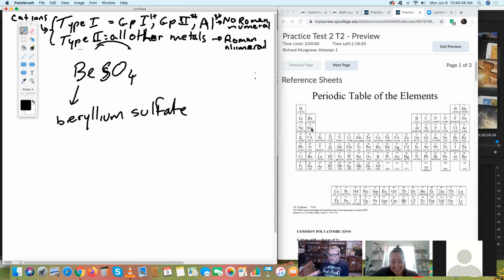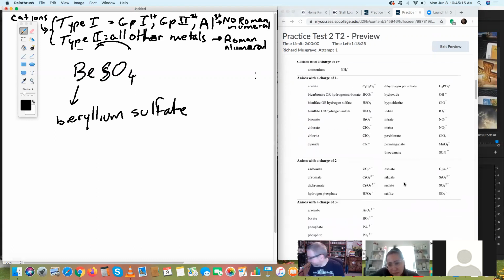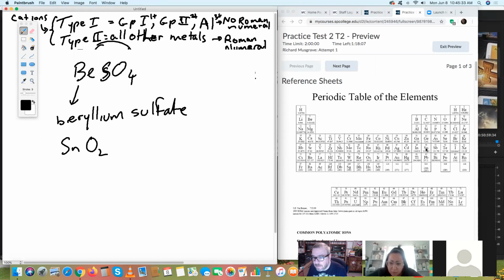Any other questions? Professor, what happens when you have, for example, tin? Yep, Sn. When you have Sn and oxygen, for example, SnO2, all right, we'll do that one. You look at the periodic table, and we can see that Sn is a metal. It's first, so it has to be positive. It's a metal, and we can see it's not in group 1, group 2, or aluminum. So it needs a Roman numeral.